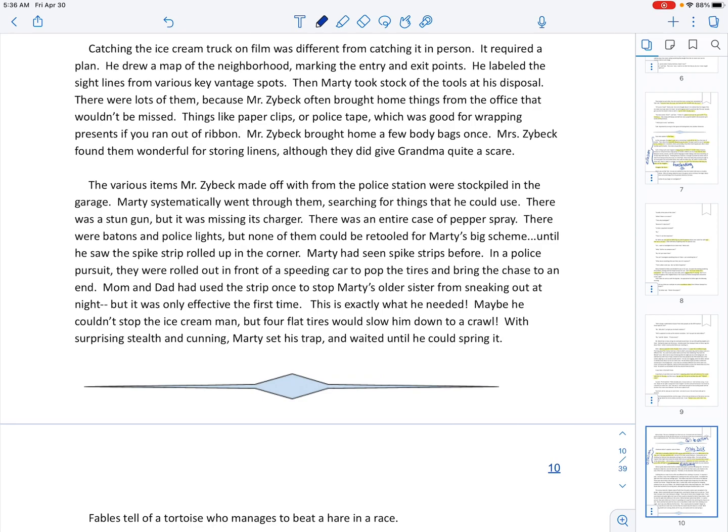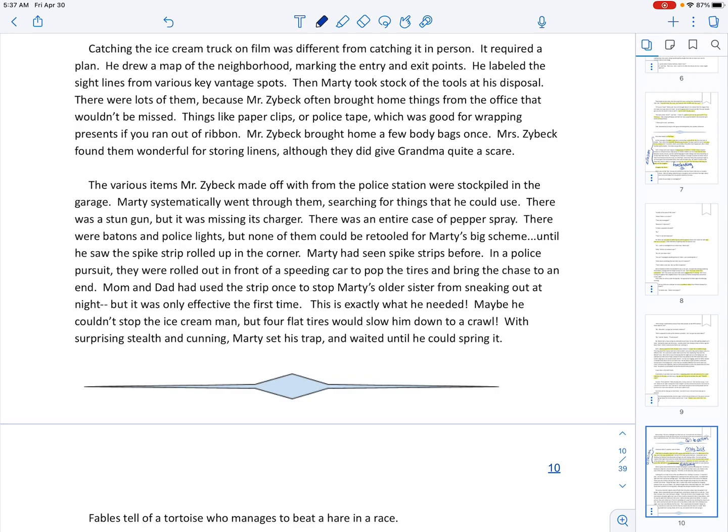There were batons and police lights, but none of them could be retooled for Marty's big scheme until he saw the spike strip rolled up in the corner. Marty had seen spike strips before. In a police pursuit, they were rolled out in front of a speeding car to pop the tires and bring the chase to an end. Mom and Dad had used the strip once to stop Marty's older sister from sneaking out at night, but it was only effective the first time. This is exactly what he needed. Maybe he couldn't stop the ice cream man, but 4 flat tires would slow him down to a crawl. With surprising stealth and cunning, Marty set his trap and waited until he could spring it.